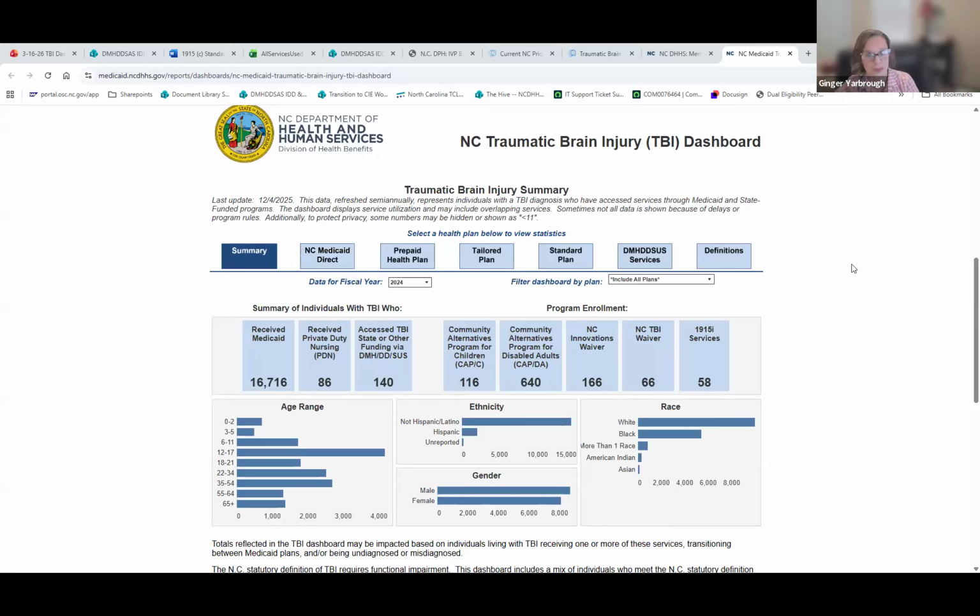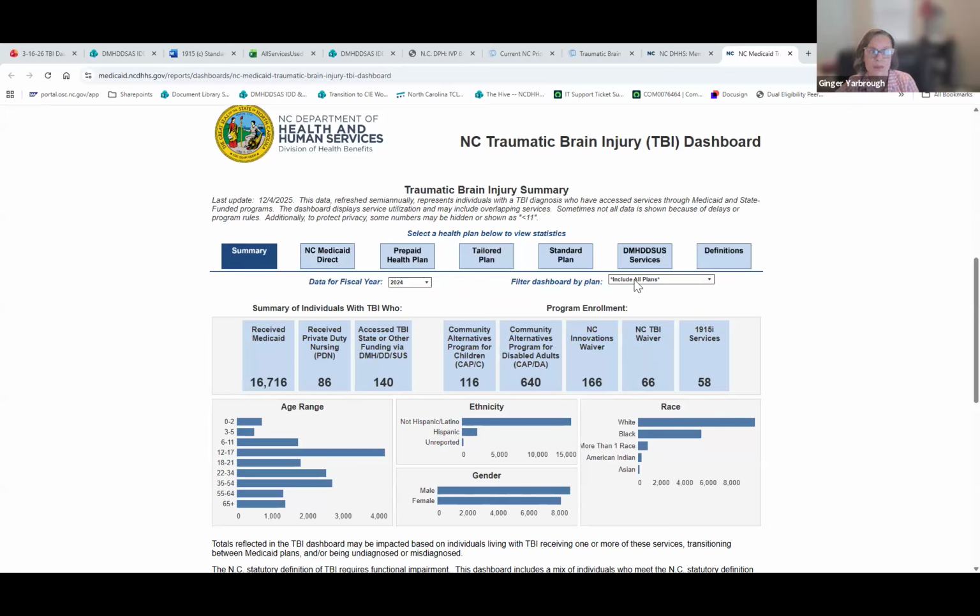So I'm going to start with the summary page. The summary page is inclusive of all of the other tabs together. So you can see we're starting with fiscal year 2024, and the fiscal year for 2024 runs from July of 2023 through June of 2024. The fiscal year 25 data is coming very, very soon. We just didn't quite have it ready before go live, and we really wanted to get this information out to folks.